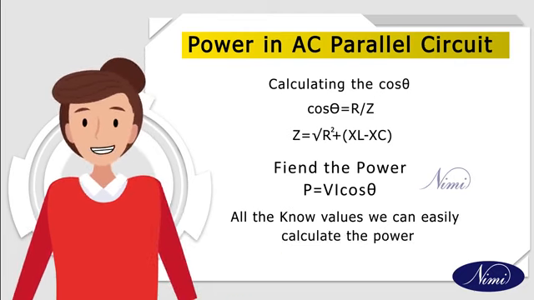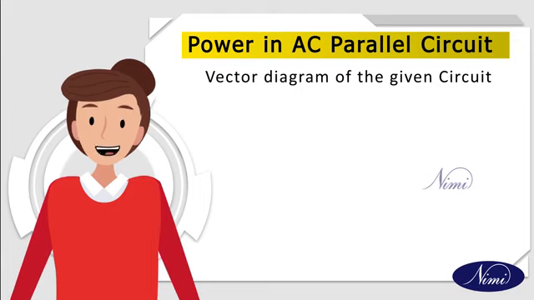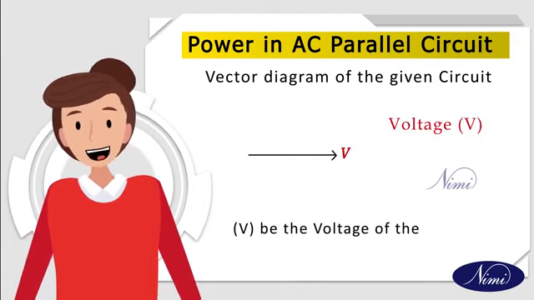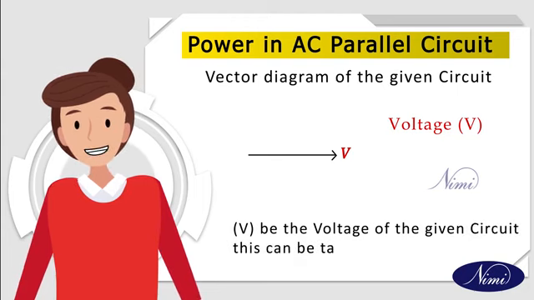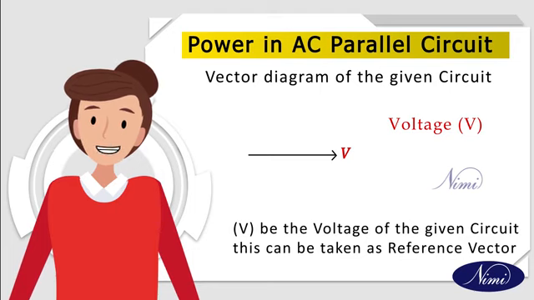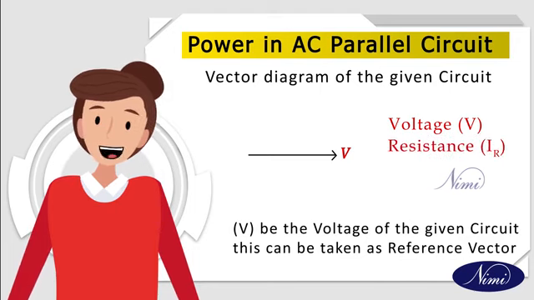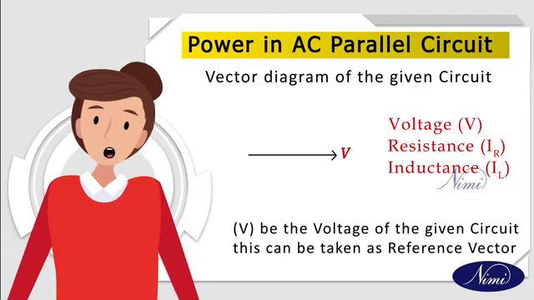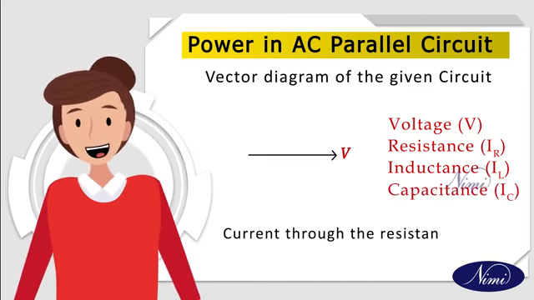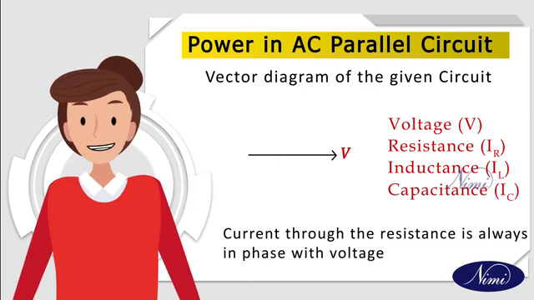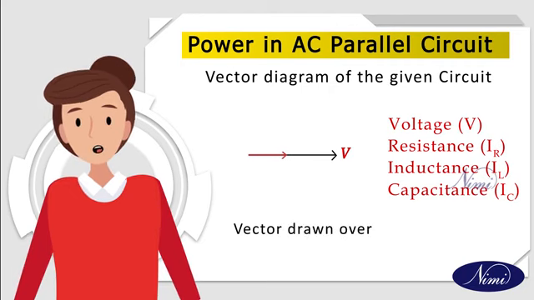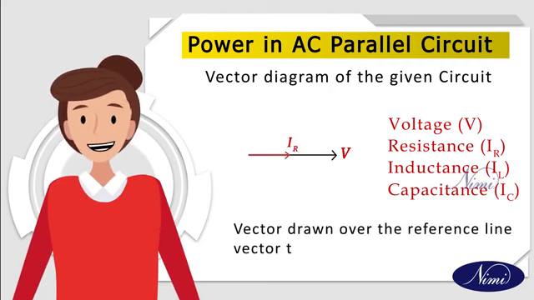Now we are going to draw the vector diagram of the given circuit. Here V be the voltage of the given circuit. This can be taken as the reference vector. Here we have three components. One is resistance, next one is inductance, and the last one is capacitance. The current through the resistance is always in phase with the voltage. So the vector is drawn over that reference line vector, that is V.